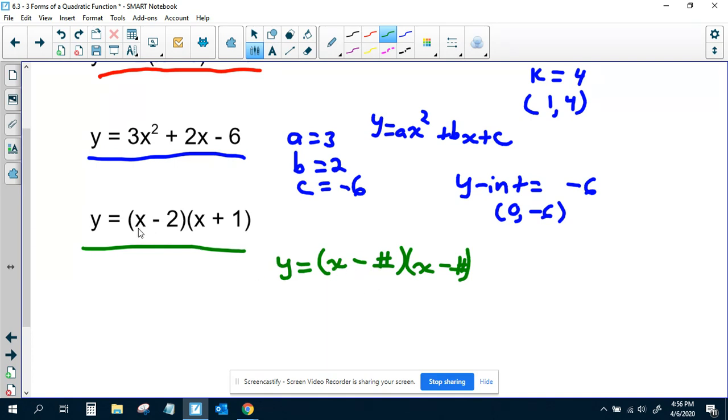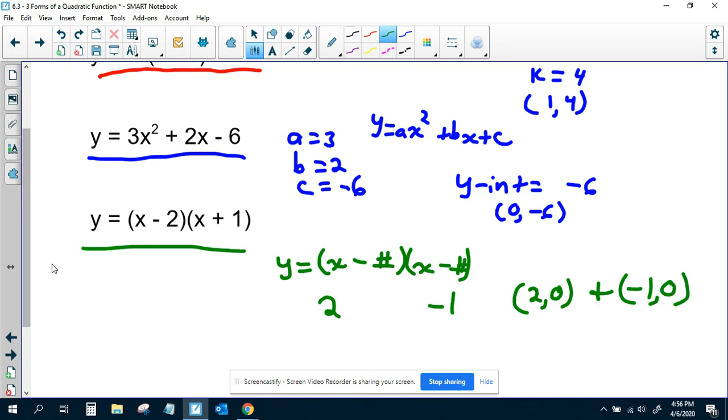Well, in our function, we have x minus 2, so that some number must be 2. Times x minus some number. Well, this is a positive 1 here, though. So that means that we're going to have x minus a -1. So this some number right here has to be a -1. All right, so those are x-intercepts 2 and -1. But of course, we want to make sure that we write those as an ordered pair. So we'd have (2, 0). We'd also have (-1, 0).